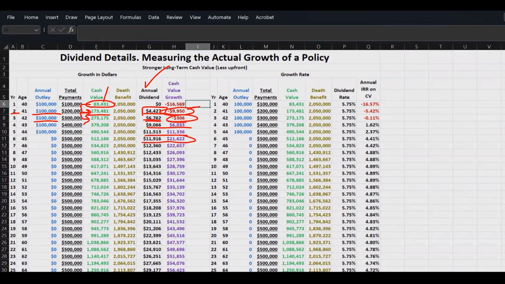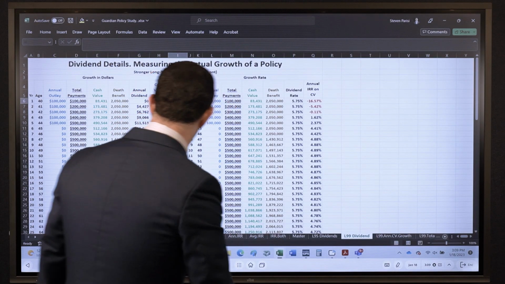But then as time passes, what do you notice here? This will always be the case. The actual cash value growth, which includes the dividend, and it also includes the guaranteed piece. What happens here? It exceeds the annual dividend column. Again, we'll see that occur every single time. So there it is in dollars.